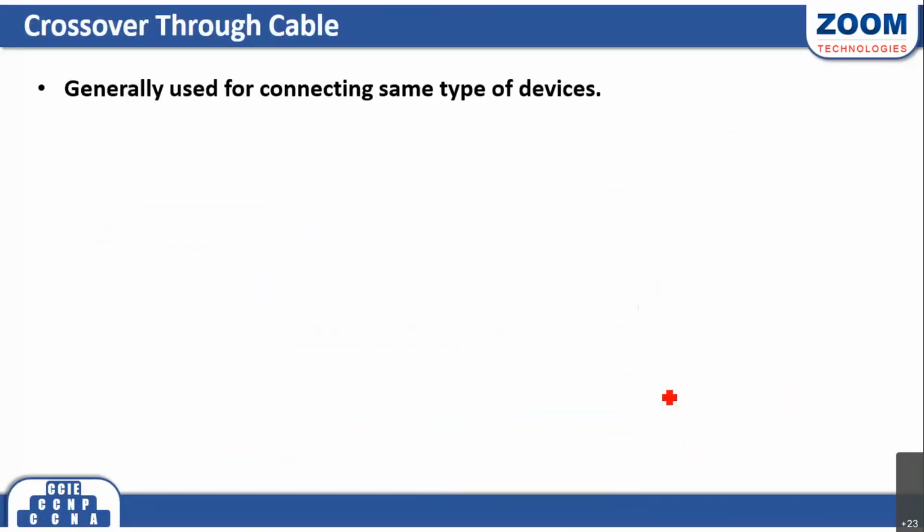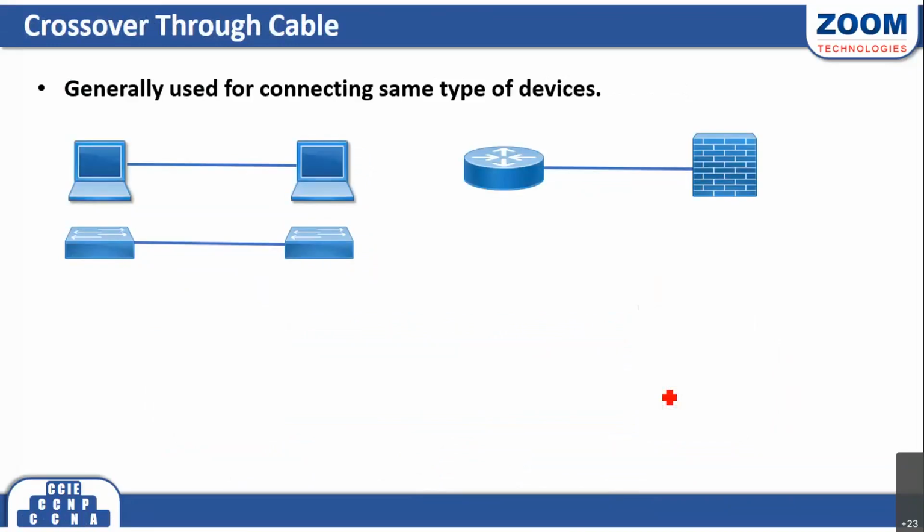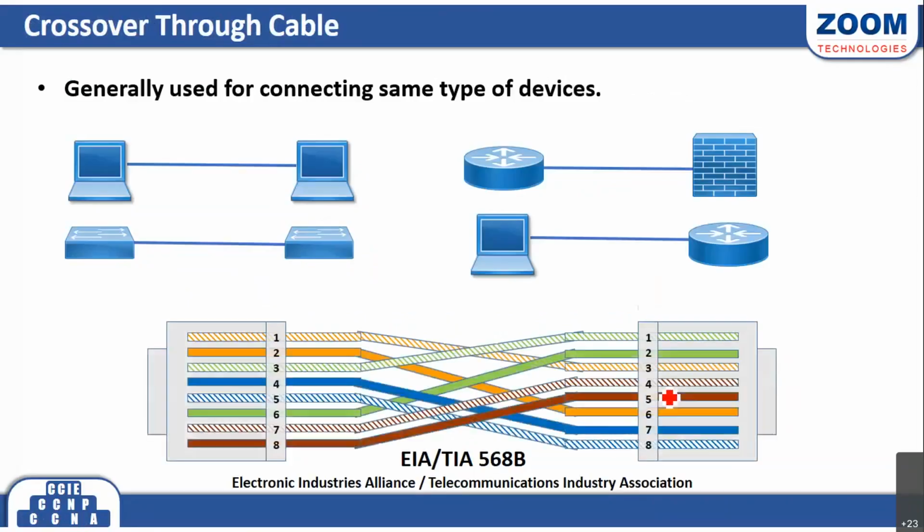Crossover cable is generally used for connecting the same type of devices, like PC to PC, switch to switch, router to firewall, PC to router. So for similar types of devices we use a crossover cable. The color coding is like this. In the first place on the left side is orange white; on the right side, orange white is connected in the third place. Like on the left side orange, on the right side it is the sixth place. 3, here 1. Like cross coding actually.